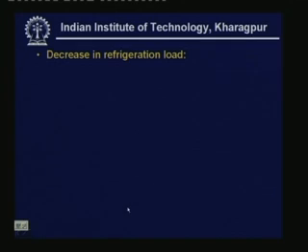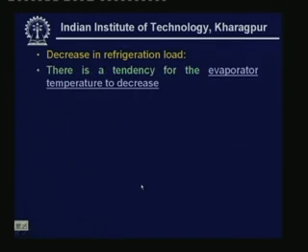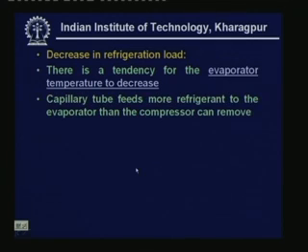Now, let us look at what happens when there is a decrease in refrigeration load. When there is a decrease in refrigeration load, there is a tendency for the evaporator temperature to decrease, because less refrigerant will boil. So, pressure will reduce, so temperature also reduces. The capillary tube feeds more refrigerant to the evaporator than the compressor can remove. This again I have explained to you.